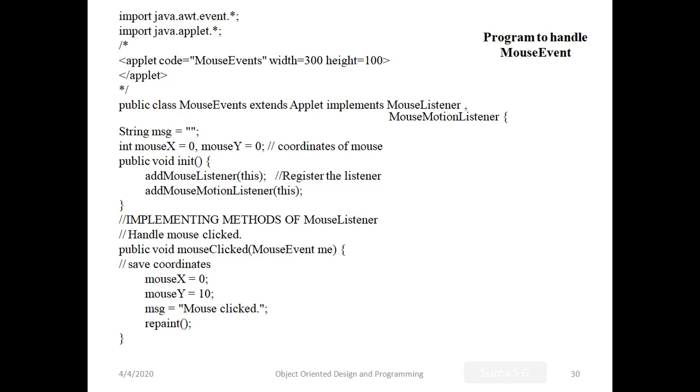Now let's initialize the mouse x coordinate and mouse y. Both are variables which are declared outside and initialized as 0. Now let's change the value of y to 10. Whenever a mouse is clicked, let's print the message "Mouse clicked". We call the repaint method so that it is printed on the screen.